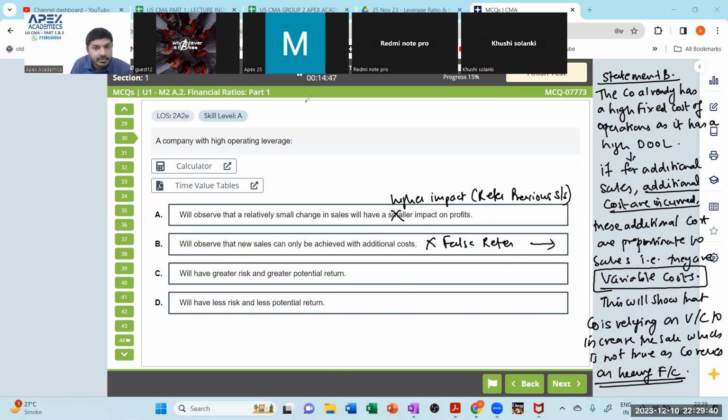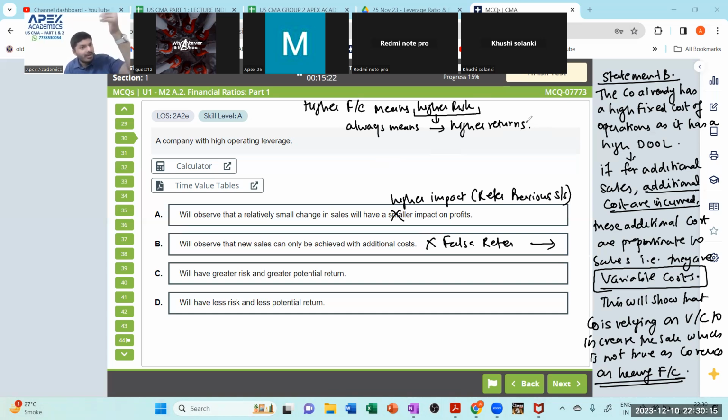Always keep one thing in mind. Higher fixed cost means higher risk. And डर के आगे जीत है, रिस्क से इश्क है, all that rubbish. Higher risk always means चली तो तीर नहीं तो फकीर, चली तो तीर नहीं तो फकीर. Higher risk always means higher returns, or you are begging.